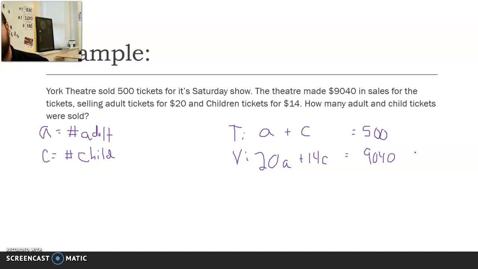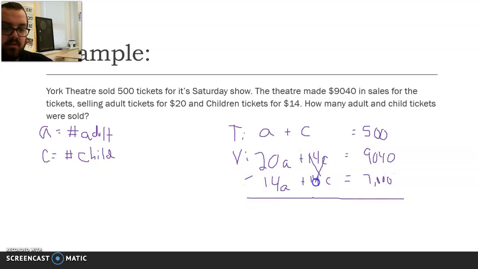I'm going to go ahead and multiply that top equation by 14. So I'm going to get 14A plus 14C equals 7,000. Okay? And then I'll go ahead and subtract these to make my C's cancel out. And I'm going to get that 6A equals 2,040. And then I'll divide by 6 on both sides.